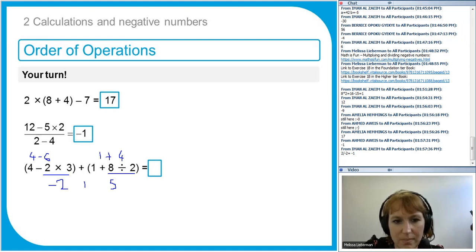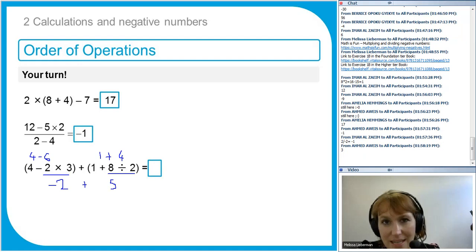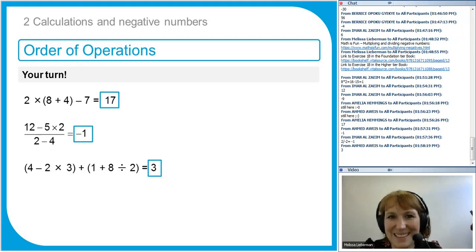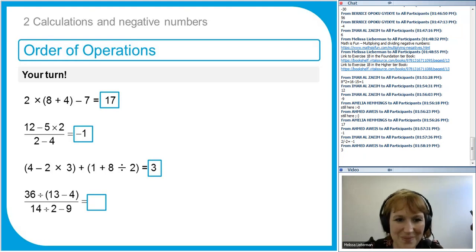And then we've got a plus between them. Negative 2 plus 5, which is exactly the same, by the way, as 5 take away 2. If we swap them around, we can do that. So 5 take away 2, the answer is, good, Ahmed, you're still awake, 3. Okay. One more.